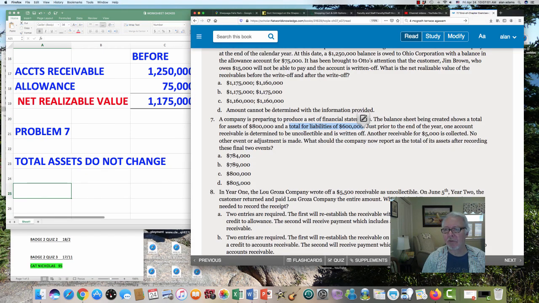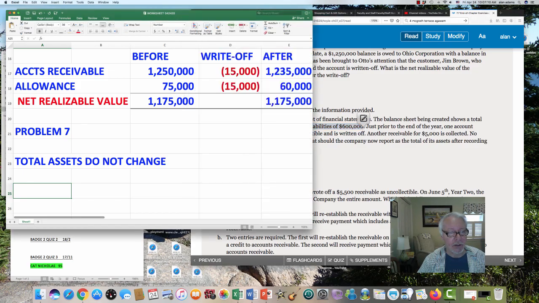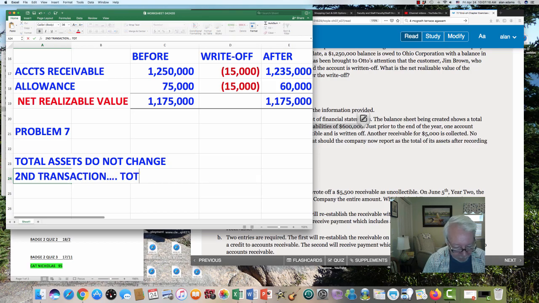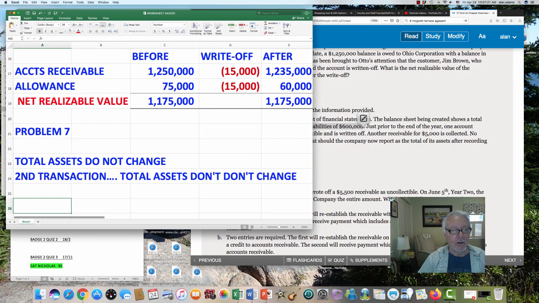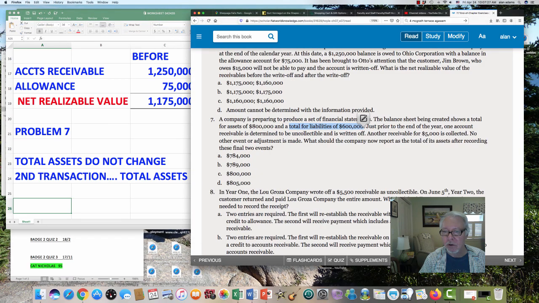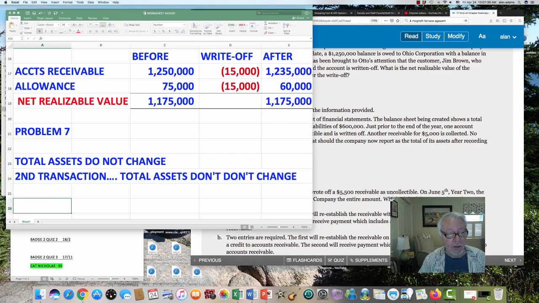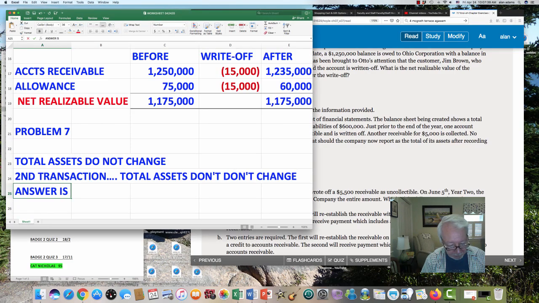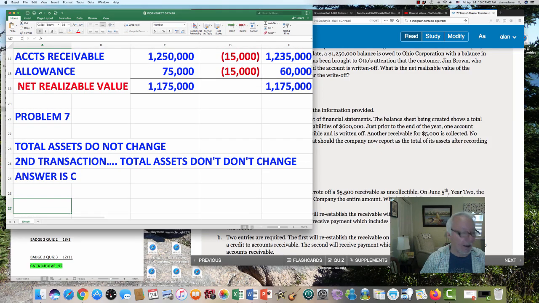All right, what about the second entry? What happens when you collect a receivable? All right, receivables are an asset. When you collect it, that asset goes away, but another asset, cash, increases. So for the second transaction, total assets don't change. All right, neither one of those transactions, for the reasons I just explained, will change your total assets. So what should the company now report as the total of its assets? Well, it had $800,000. I just proved that total assets will not change. So the correct answer, therefore, is C. You had 800 before, you have 800 after.